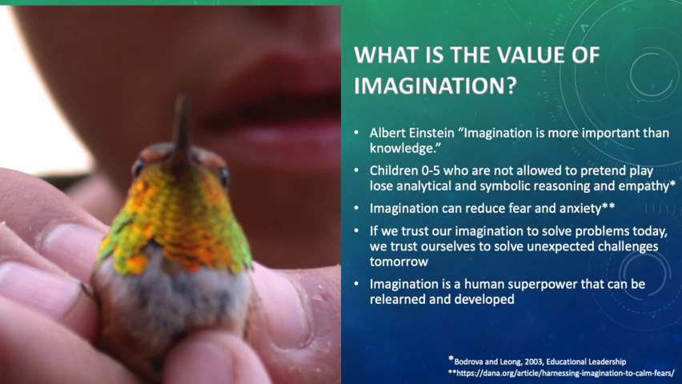But there's people who have studied children 0 to 5 who aren't allowed to pretend play. And interestingly, they lose analytical and symbolic reasoning and empathy because they can't imagine themselves being somebody else. But the analytical and symbolic part is really important, and that is that math requires imagination. Language, the use of language in poetry and other kinds of writings really requires imagination.